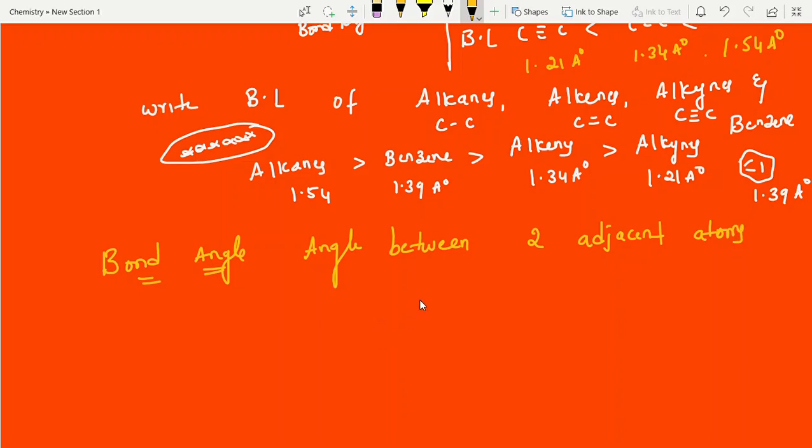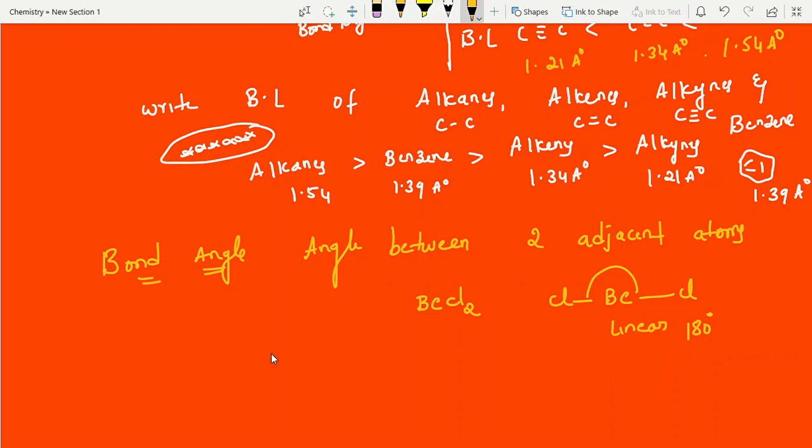Suppose you take a beryllium molecule, beryllium chloride. It is linear in shape. What is the bond angle between the two atoms here? 180 degrees, like this: 90, 90, totally 180 degrees.